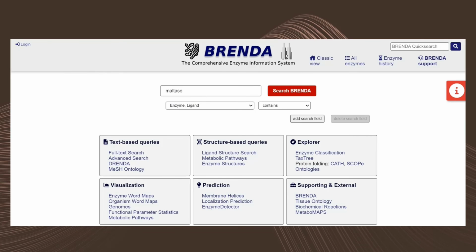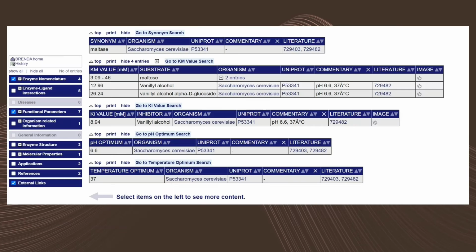Here, by using the Brenda website, I obtained data about the enzyme used in this experiment, which is maltase. Various information can be obtained once we click search. As can be seen on the left side of the screen, there are a few headings such as enzyme nomenclature, enzyme ligand interactions, functional parameters, organism-related information, enzyme structure, molecular properties, application, and other information.